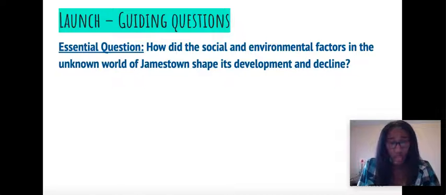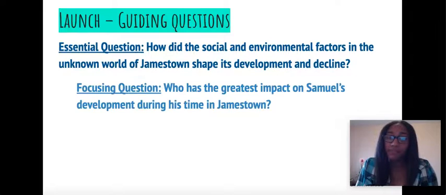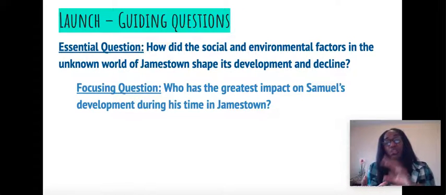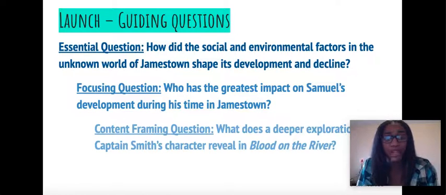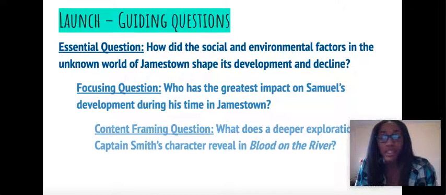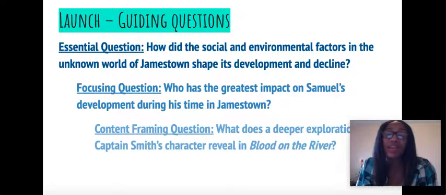Our essential question, how did the social and environmental factors in the unknown world shape Jamestown's development and decline? And our focusing question, who has the greatest impact on Samuel during his time in Jamestown? And this is an argument, so you need to argue that the person you choose has more of an impact than anyone else.